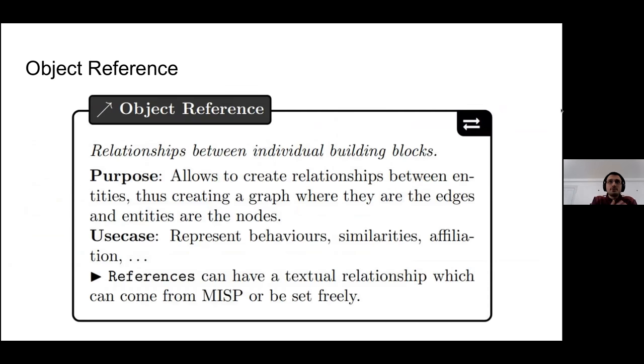And now on the opposite side, if you want to express and describe stories that are meant for machines, in this case you would use object references. Object references are basically a relationship that you can use to link building blocks together. So to link attribute and object together, or object and object. With this, you can create a connected graph where you would have, acting as nodes, the different attributes and objects, and as edges, the relationships or the object references.